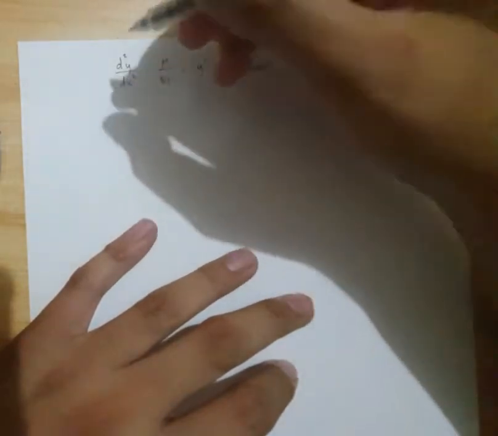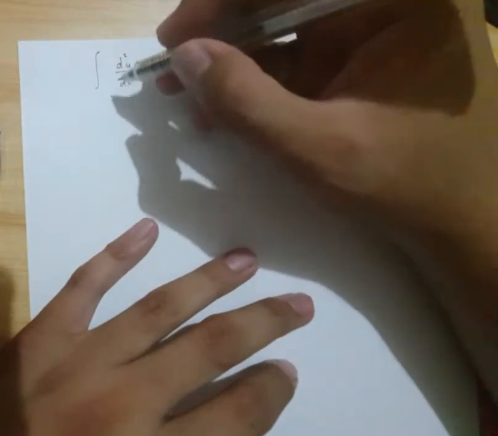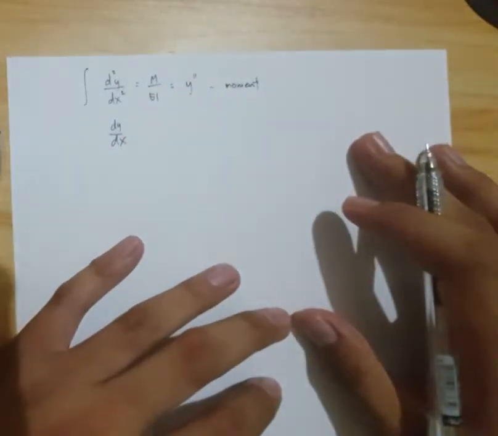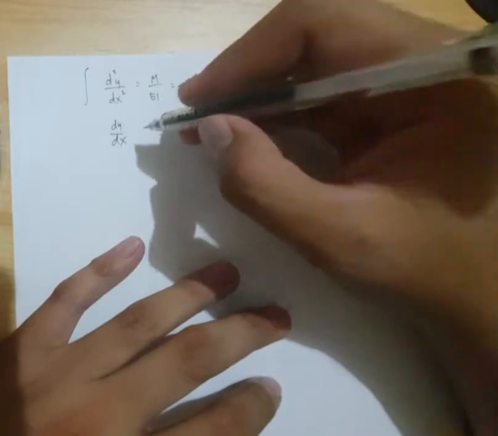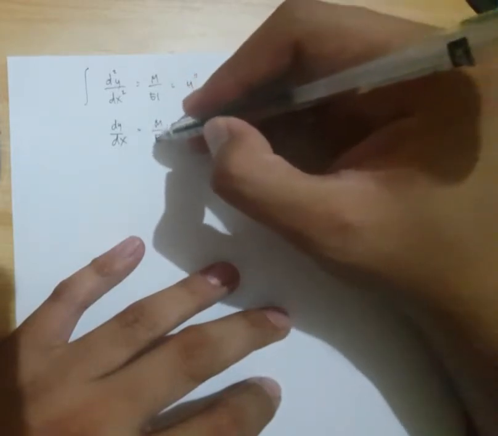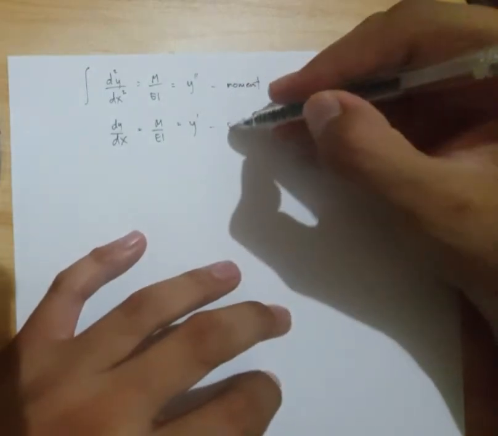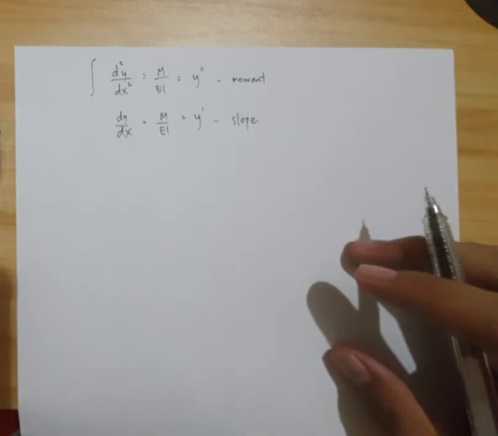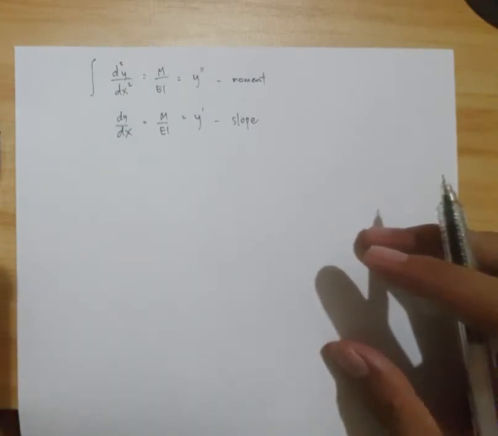And then if we integrate this one, we get the first derivative, so that is dy/dx of the M over EI, or y prime, is the slope of the beam, the equation of the slope.